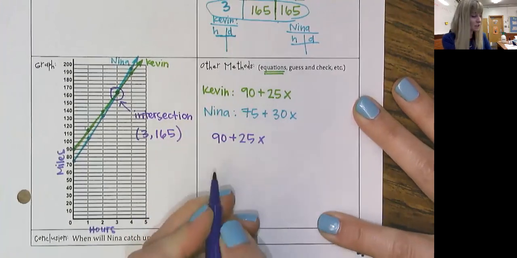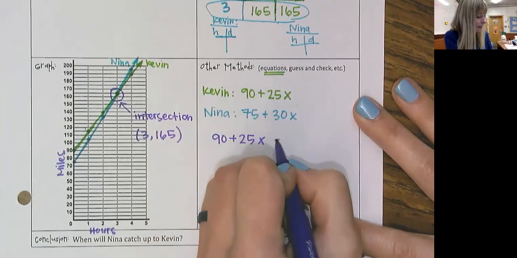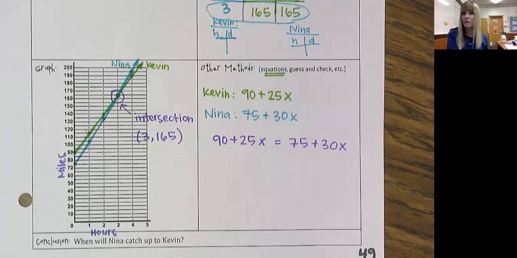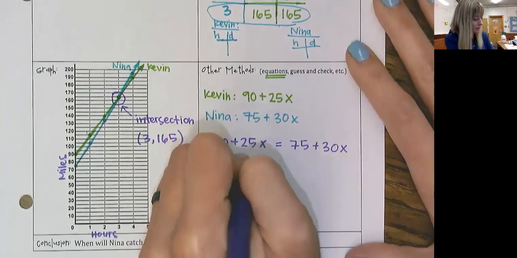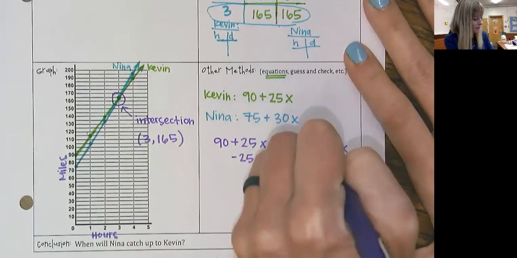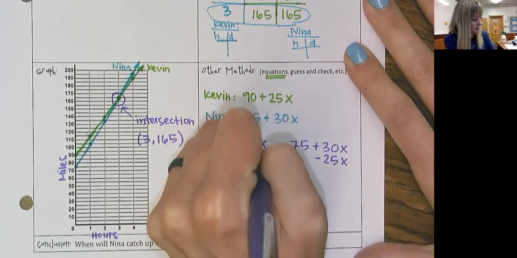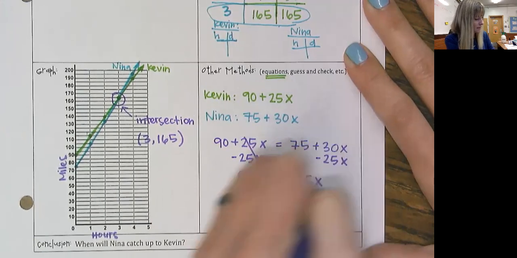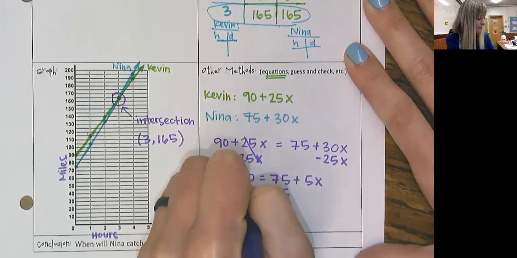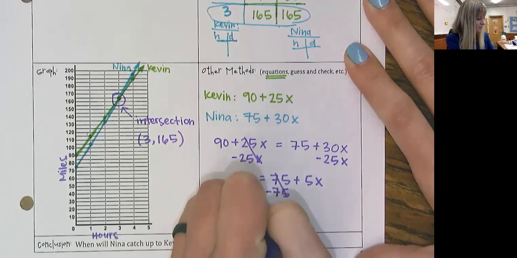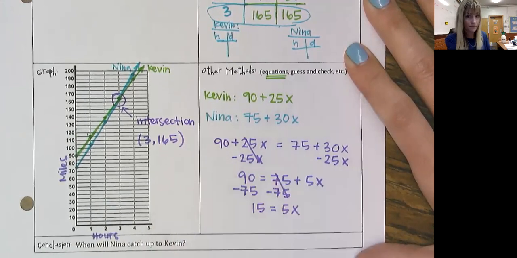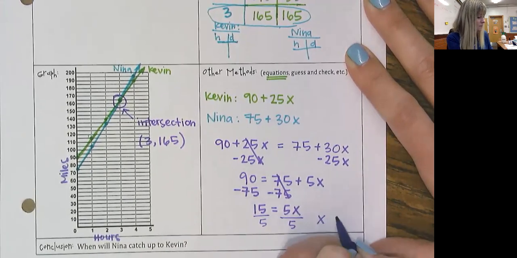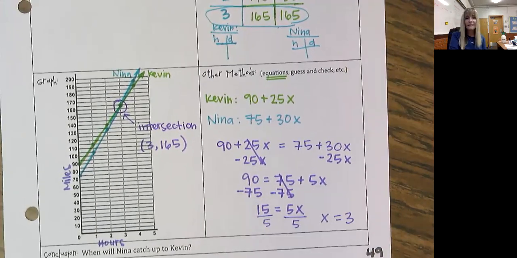If I'm asking you when she's going to catch up, I'm asking you when will Kevin be the same as Nina? When will they equal each other? And we can totally solve this. Minus 25x, minus 25x. 90 equals 75 plus 5x, minus 75, minus 75, and 15 equals 5x. Divide by 5, divide by 5. X equals 3. What does that 3 mean?